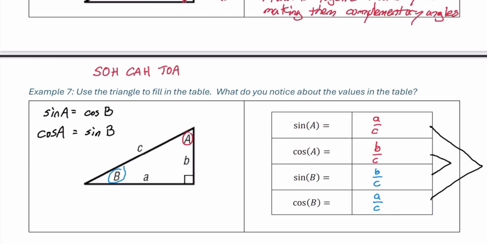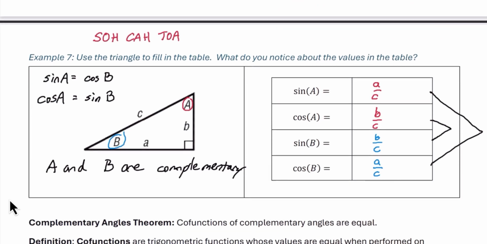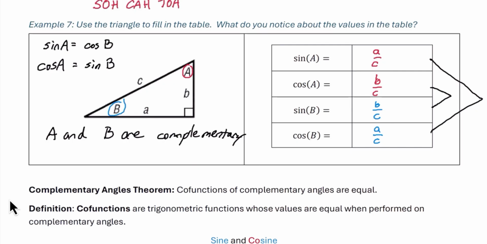So this will lead us into another theorem. Recognize that A and B are complementary. They're complementary because they add to 90 degrees. Angles A and B must sum to 90 degrees. And now that we have sine of A equaling cosine of B, that's going to lead us into what we call the complementary angle theorem. Cofunctions of complementary angles are equal.